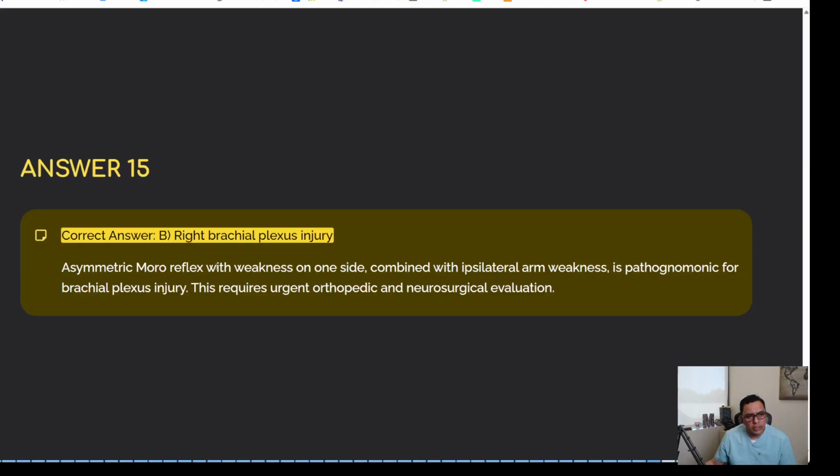The main important thing is that if you look at the chart, there are only a few that are tested, like ATNR, Moro, parachute. Know the date of appearance and disappearance.